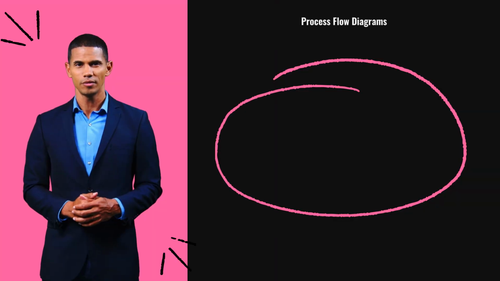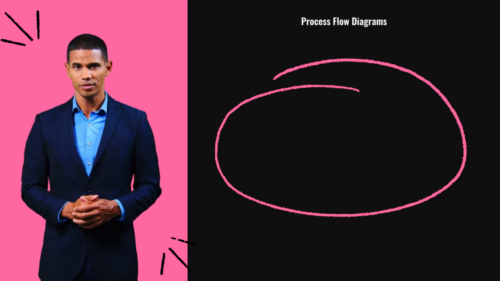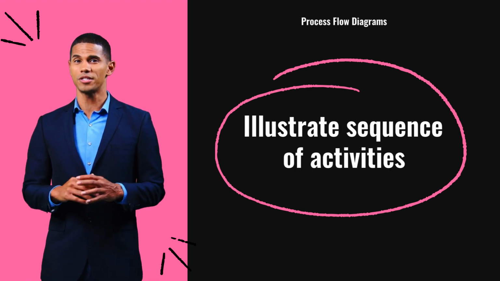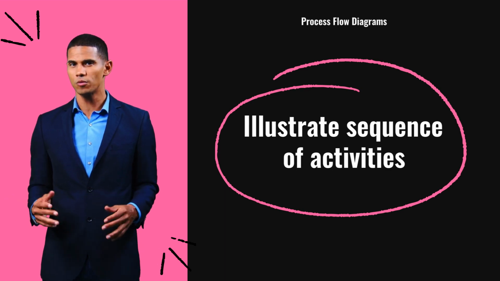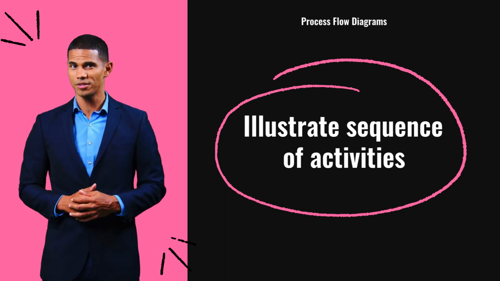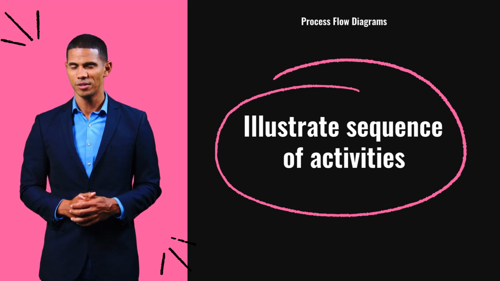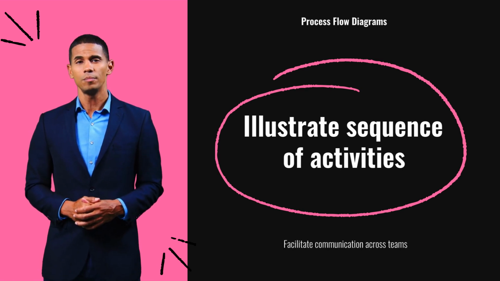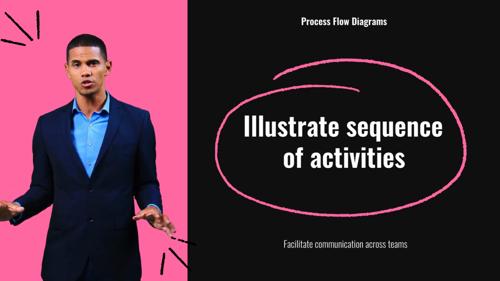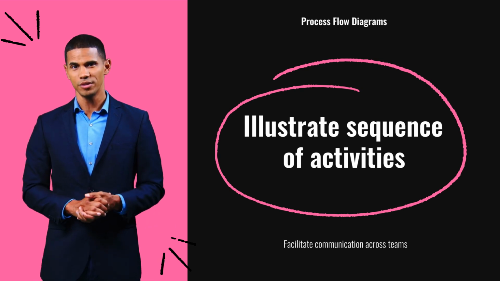Process flow diagrams are essential for mapping business processes. They illustrate the sequence of activities, decision points, inputs, and outputs. This visual tool aids in understanding processes, identifying inefficiencies, and designing improvements. By making complex processes clear, they facilitate communication across teams, ensuring everyone is aligned on process functionality and potential enhancements.